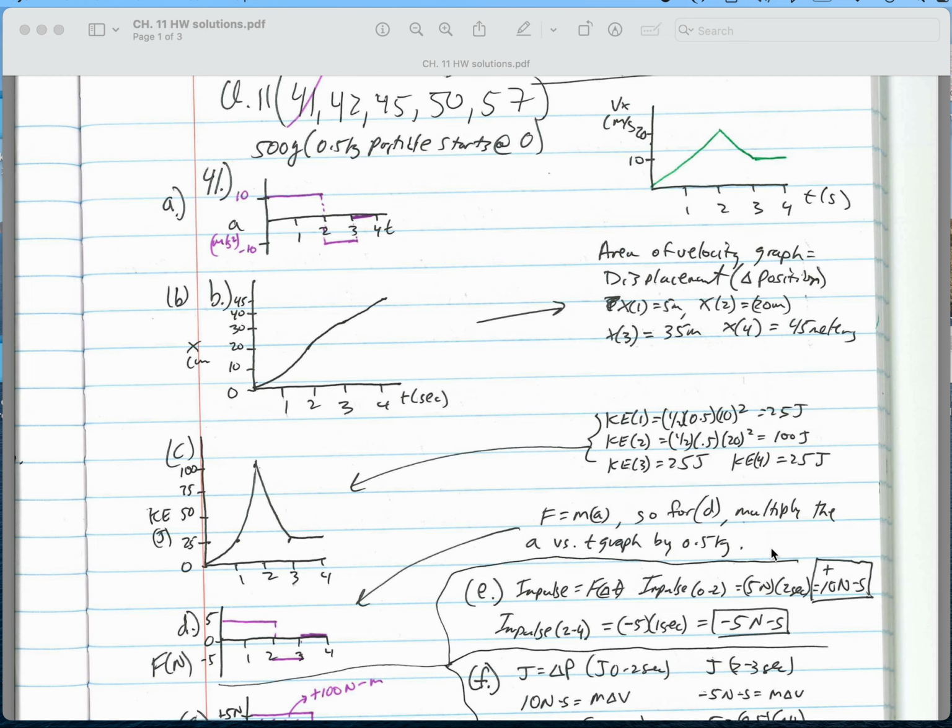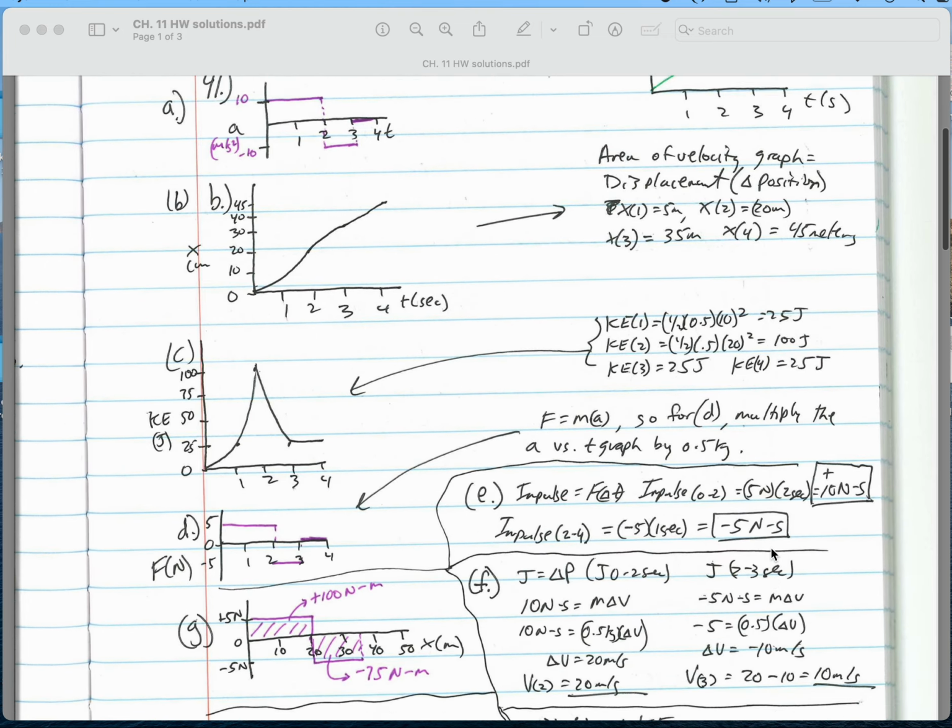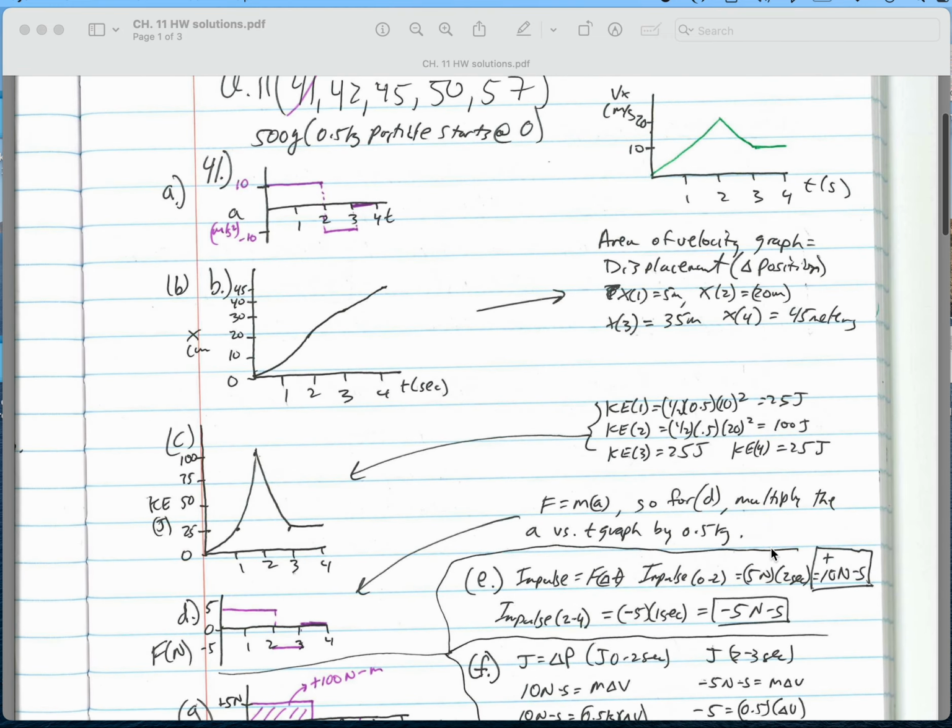Chapter 11 homework problems we did right before break. I want to make sure you have the solutions available to you. Those were with energy and work. We went over a fair number of those in class. We did not go over this number 41, however, which took me a whole page. And I think there's a lot of things in there that are super useful.